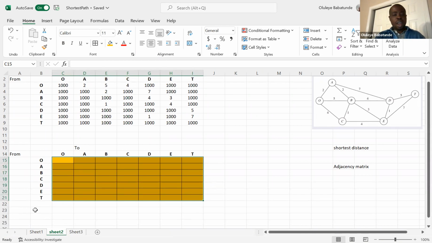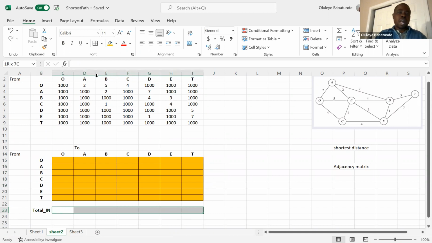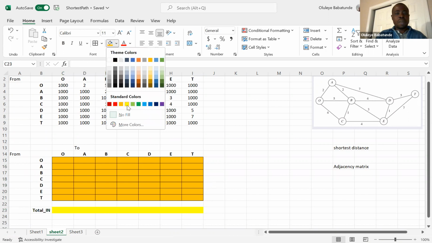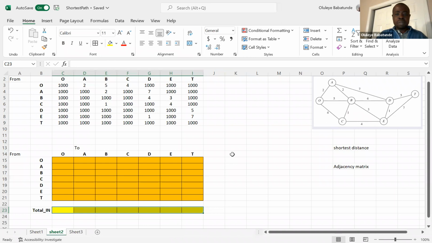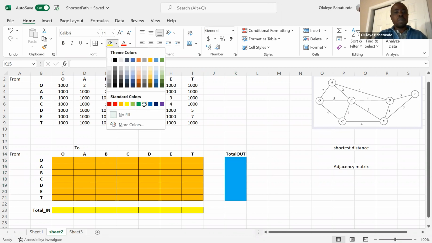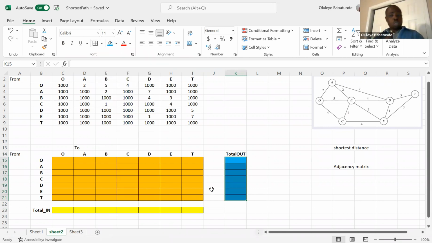Now, on this line, I'm going to have what is called total in. So make this cell to be, what color shall I give it? Let me call it yellow cell. And here I'm going to call this total. I'm going to explain that in a minute. Okay, total out, and that is from, let me call that blue cell. All right, now I have got total out, total in.